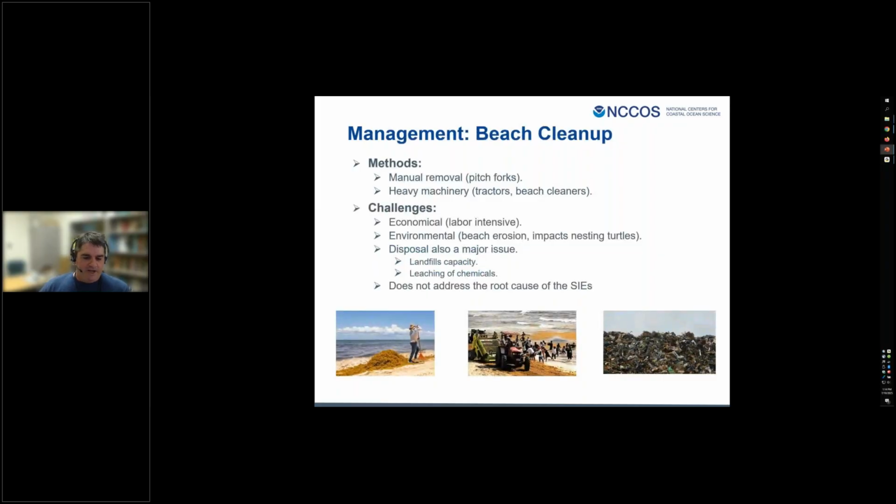People also have not been sitting idle when it comes to responding. Beach cleanups have unfortunately become a common occurrence. Removal is either done manually or by machinery if available and suitable. The beach cleanup approach does have some major challenges. It is costly because it is labor intensive, even when using machines, and it also causes environmental impacts of its own, from beach erosion to disrupting nesting turtles. Also from landfill capacity to leaching chemicals.